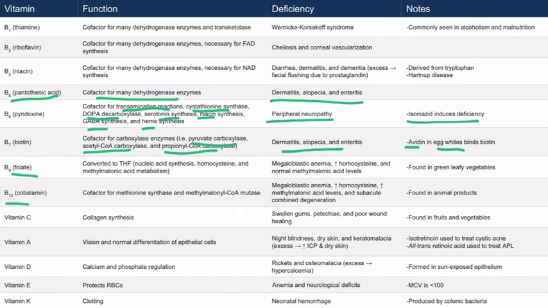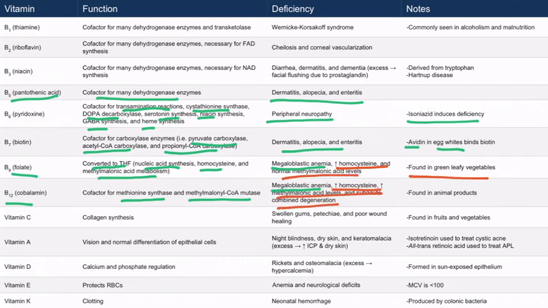Folate and vitamin B12 are some of the most high-yield vitamins you need to be familiar with. However, we discussed this in great detail in the video on homocysteine metabolism, so we're not going to spend a lot of time on it now. You should know that folate is converted to tetrahydrofolate and is associated with nucleic acid synthesis, homocysteine, and methylmalonic acid metabolism. You should also know that vitamin B12 is a cofactor for methionine synthase and methylmalonyl-CoA mutase. Both of these disorders can result in a megaloblastic anemia, so they need to be distinguished based on their laboratory finding, which is shown in the table right here. Folate is found in green leafy vegetables, and B12 is found in animal products.